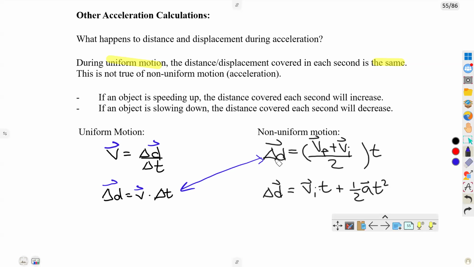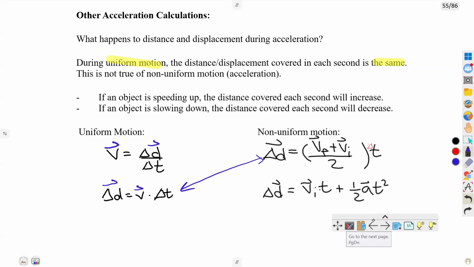But if we have non-uniform motion, we have two options available to us. The first option is this formula here, (Vf plus Vi) over 2 times t. That, by the way, should be a delta t. The second: you're not given a final velocity, but you are given an acceleration, and so you would use this formula of initial velocity times change in time plus 1/2 times the acceleration times the change in time squared.